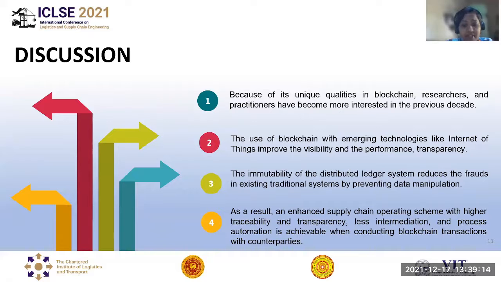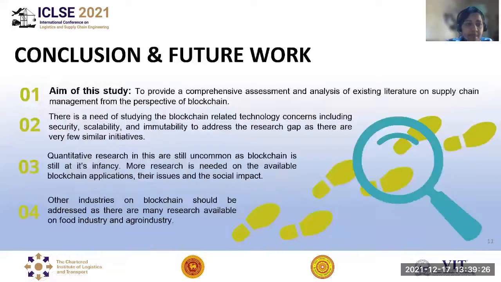And as a result, an enhanced supply chain operating system with higher traceability and transparency, with less intermediation and process automation, is achievable when conducting blockchain transactions with counterparties. And when we come to the conclusions and future work, to date, we are aware of the research motivations for more open collaborative networks. The study's key contribution is a comprehensive evaluation of existing studies and citation analysis, to provide a better understanding of the prevailing technology.